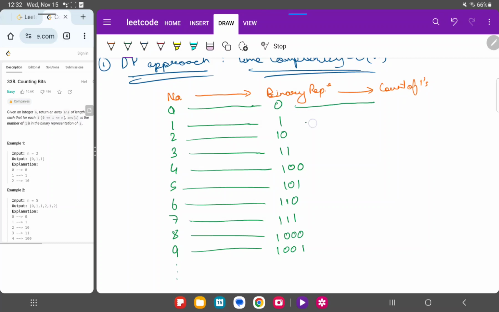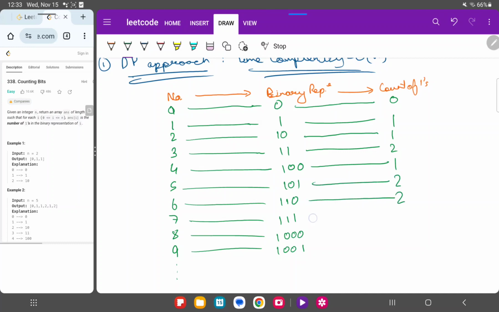What is the count of ones in it? 0, right? The count of ones in the binary representation of 1 is this, the binary representation of 2 is 10, the number of ones in it is 1, the number of ones here is 2, the number of ones here is 1, here is 2, then again the number of ones is 2, now here the number of ones is 3, this again is 1, this again is 2, and so on and so forth for the numbers. So can we find any pattern in between these things?